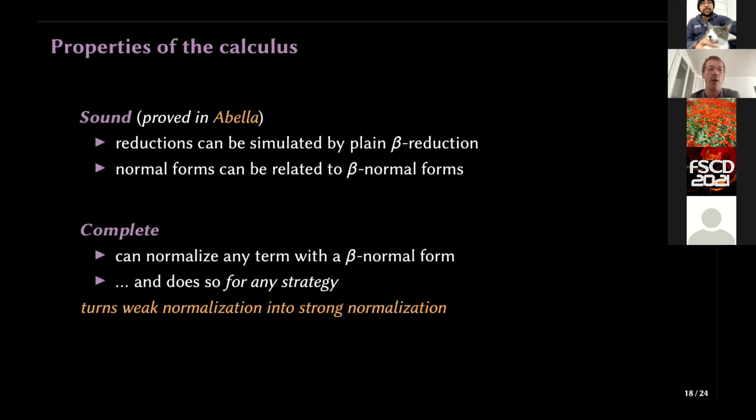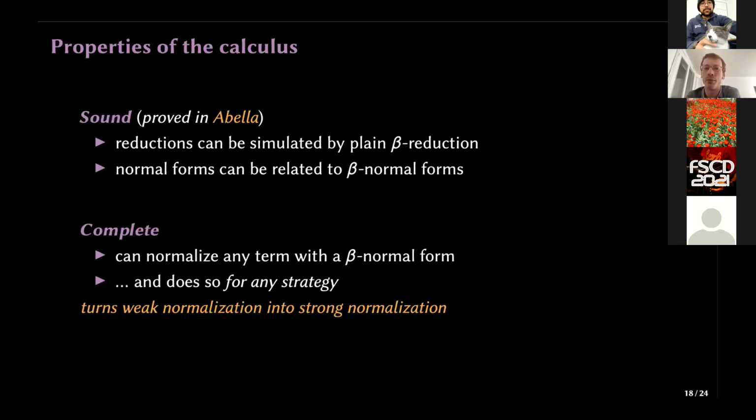And so with all this, we get a strong call by need calculus with very nice properties that I will review now. First, and this has been fully proved in our mechanized formalization in Abella, the strong call by need calculus is sound with respect to the lambda calculus. That is, any reduction in our calculus can be simulated by plain beta reduction in lambda calculus, and also that the normal forms correspond in both systems.